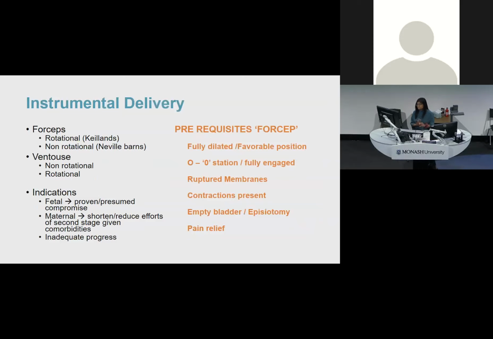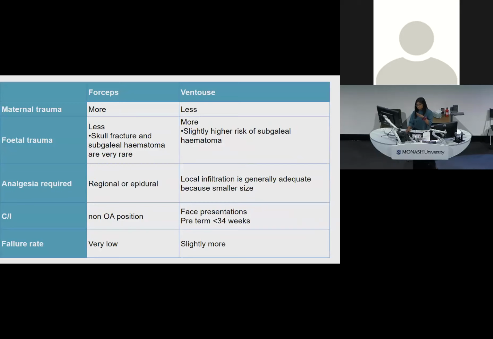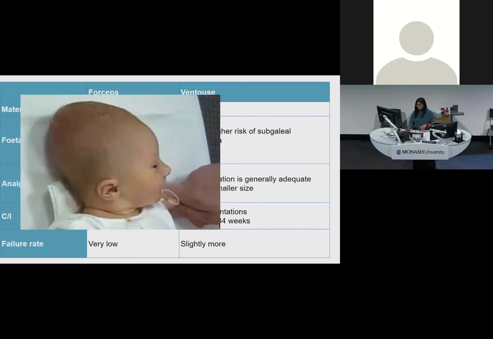The station is 0, so they're fully engaged. The membranes are ruptured, contractions are present. The bladder is empty and you need to consider an episiotomy, especially if they're having a forceps delivery, and give the mum adequate pain relief. This is just a table comparing the two. The thing to take away from this is maternal trauma is more likely with forceps and fetal trauma is more likely with a ventouse. Can anyone tell me what this is?